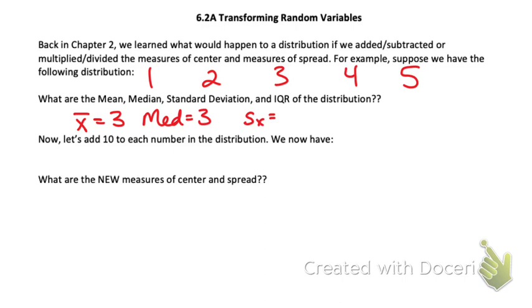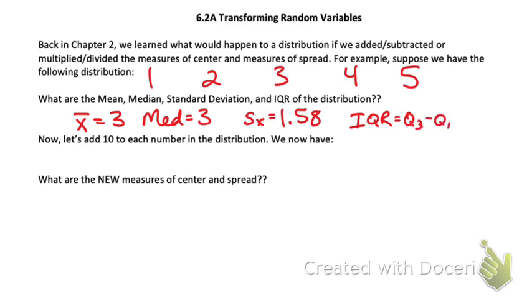So if you go to Stat Calc 1, leave the frequency out. So delete the L2. And what is your standard deviation? 1.581. All right. Now, does anybody remember IQR? Quartile 3 minus quartile 1.